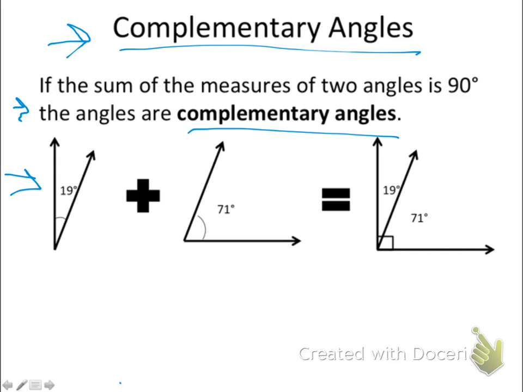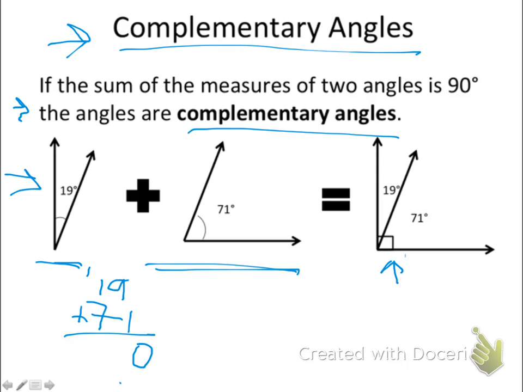For example, an angle of 19 degrees plus an angle of 71 degrees is equal to an angle of 90 degrees, which means angle 19 and angle 71 are complementary. Let's double check that that's correct by adding 19 plus 71. 9 plus 1 is 10. 7 plus 1 is 8 plus 1 is 9, so it's 90. So we know that these two angles are complementary. If you need to, pause the video now and get the rest copied down.